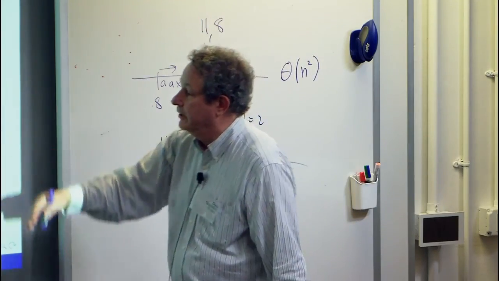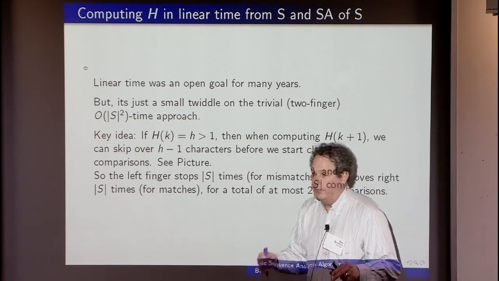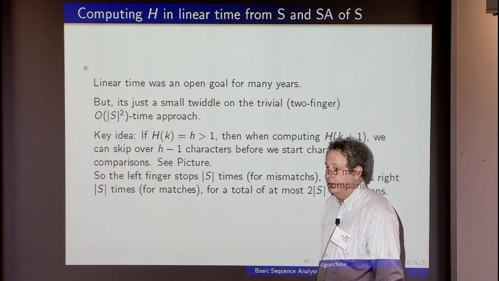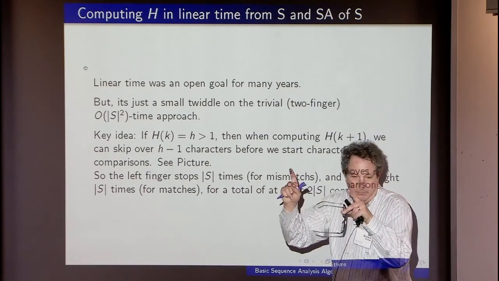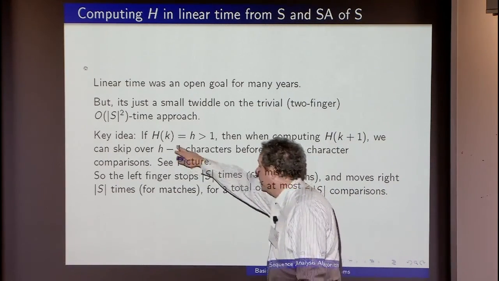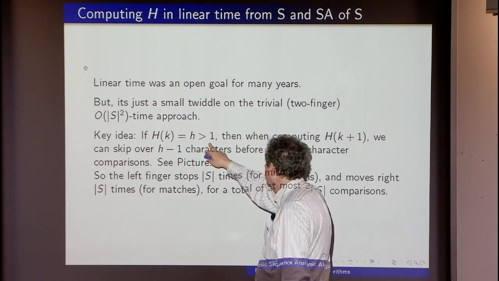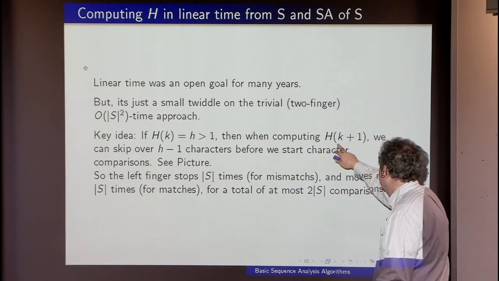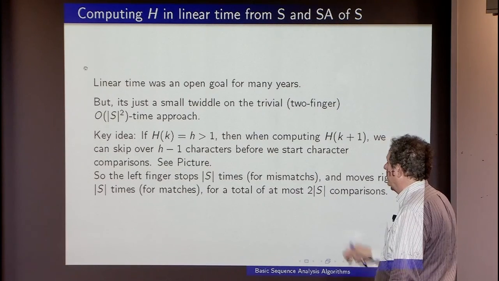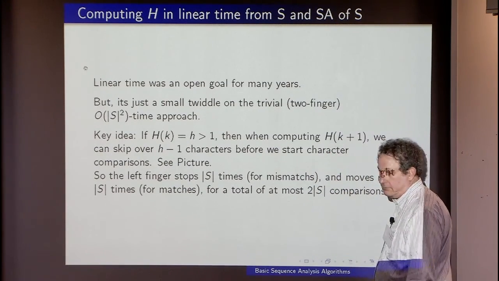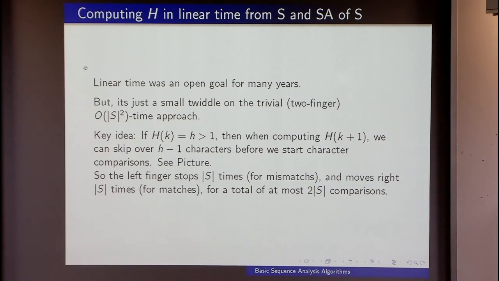But here's the key idea. Suppose we've computed Hk. Now Hk could either be 0, which means there's no agreement between those two substrings we're looking at, in which case the next thing we do is go back to our two fingers at position k plus 1. But if it happens to be something bigger than 1, then when we want to compute the next one, Hk plus 1, we can skip over h minus 1 characters before we start character comparisons again. And see the picture I'm going to write up here. I got a little bit rushed.